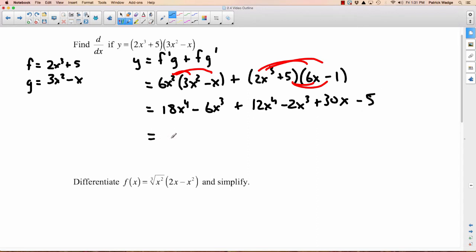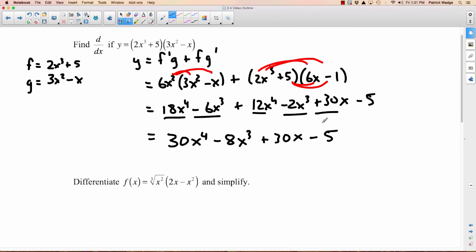Now we're going to combine some terms. Let's do it in descending order. So the x to the fourths first. We have 18 and 12, which is 30x to the fourth. We have negative 6x cubed and negative 2x cubed, which is negative 8x cubed. We have no x squareds. We have 30x, and we have take away 5, and I believe that's it.